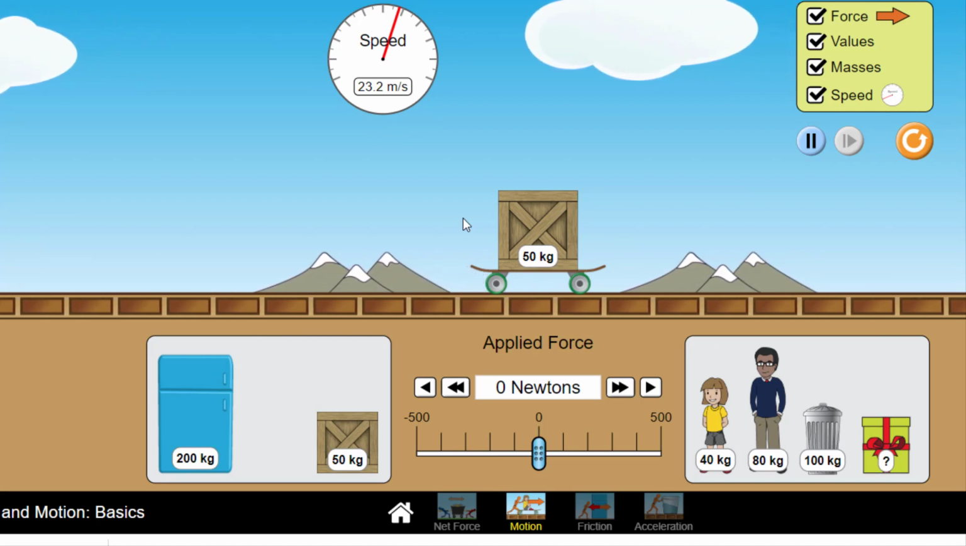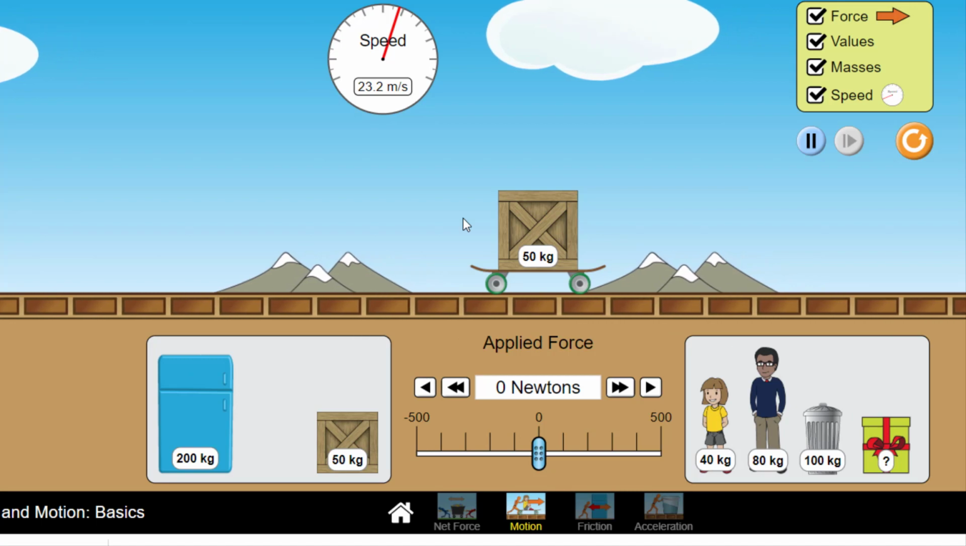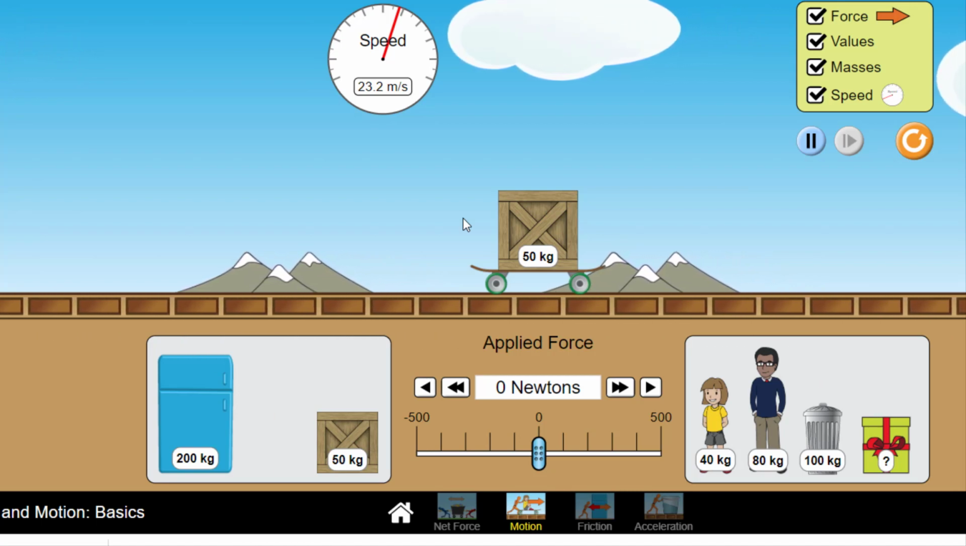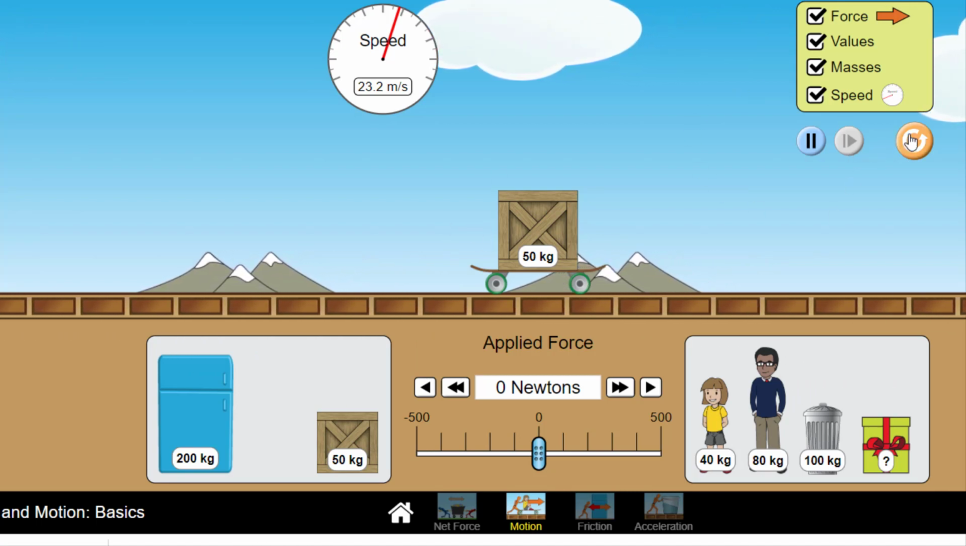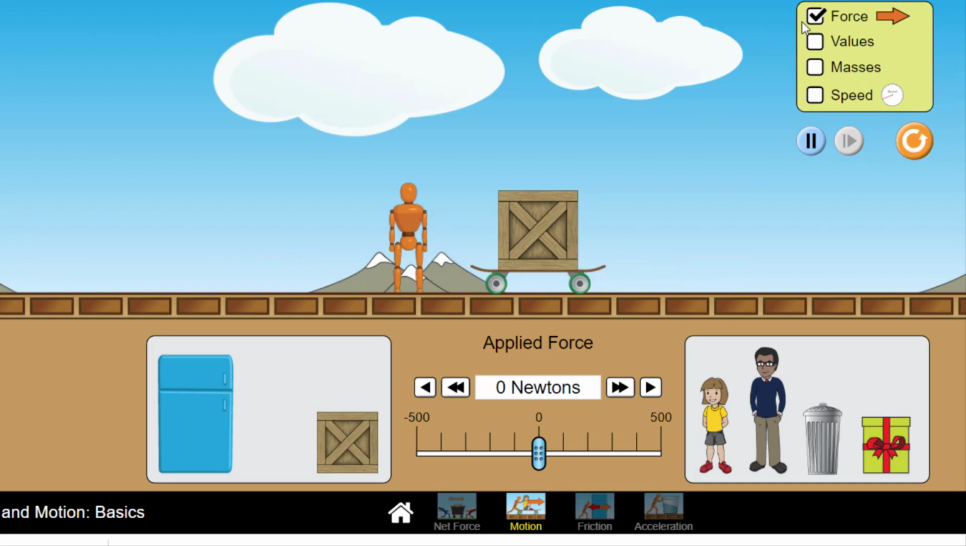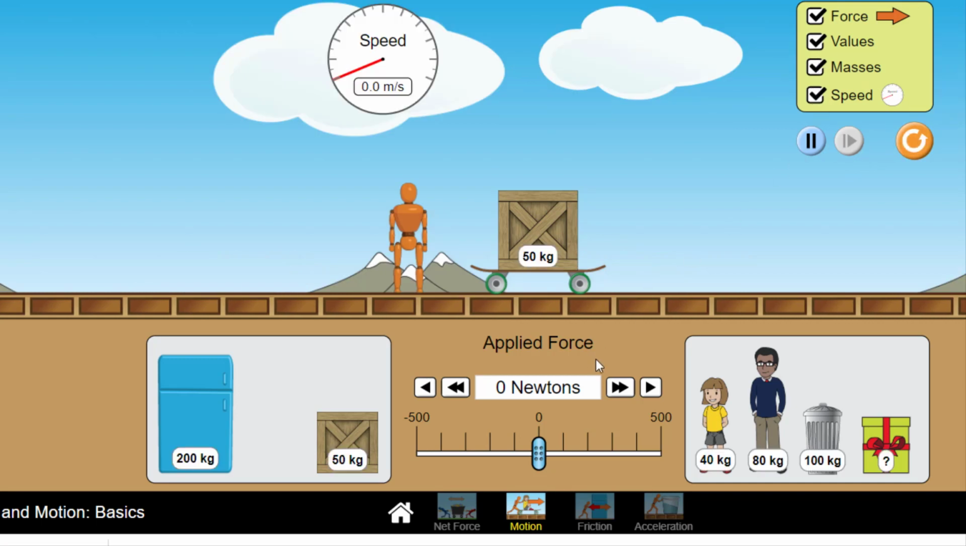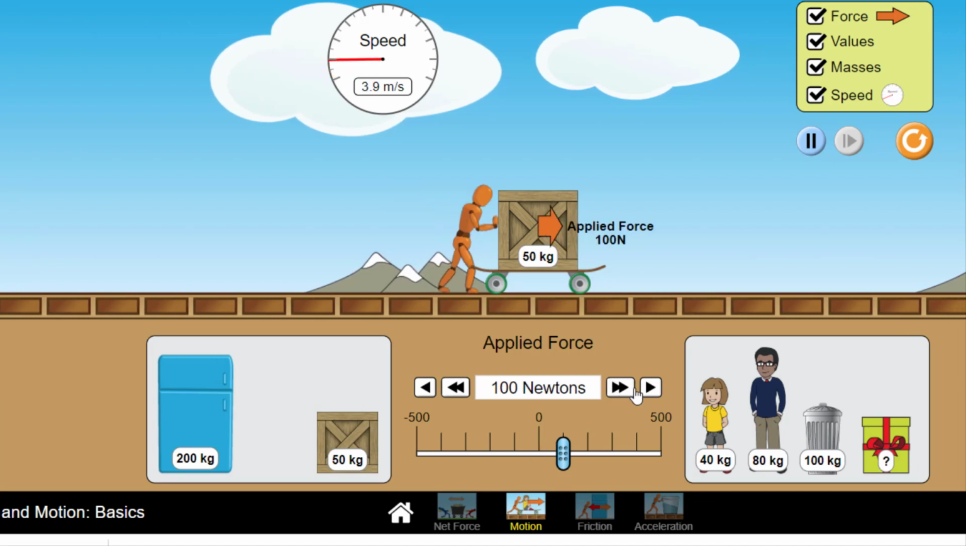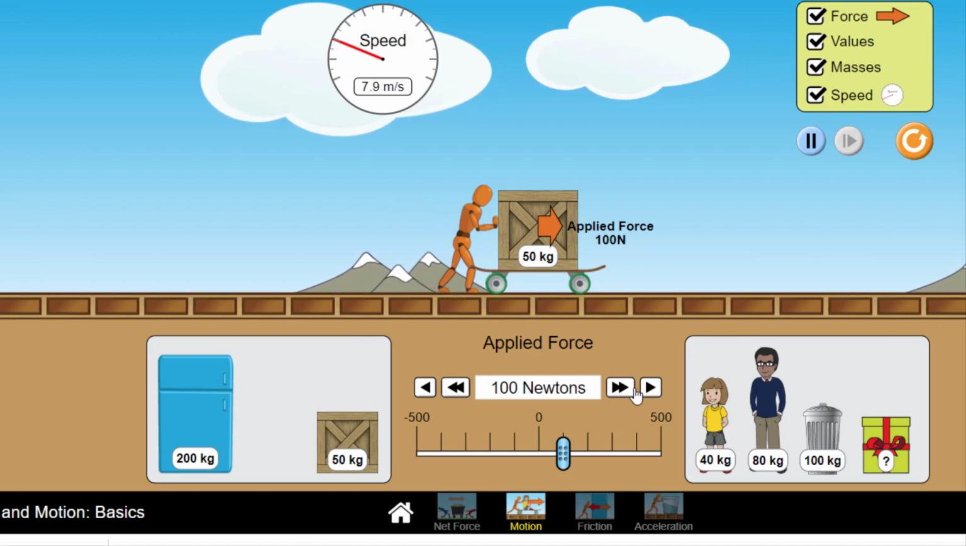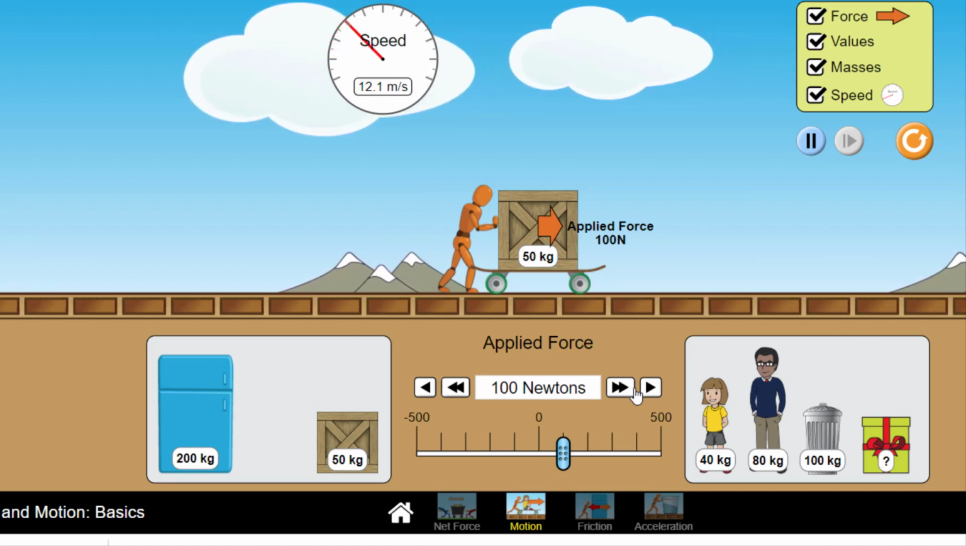Now the next thing we're going to do is reset things and use a bigger force to see what happens to the acceleration. So we'll bring the little wooden model back. We'll show the values, the mass and the speed, and this time we will increase the force applied to the wooden crate and observe what happens to the speed. So this time we're going to apply a 100 Newton force. That's double the force. And you can see the speed is increasing a lot more.